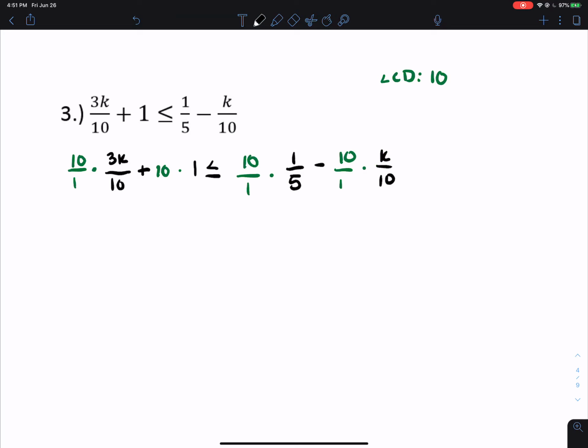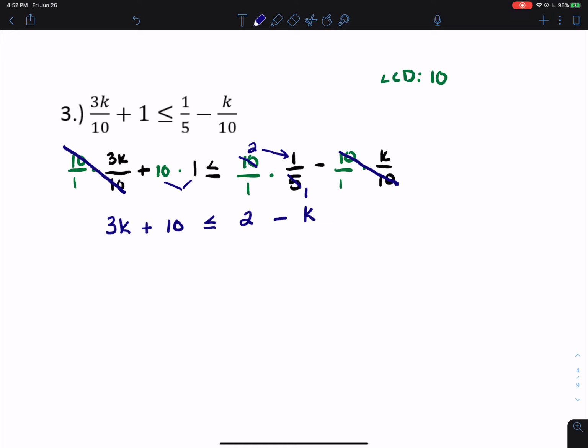Okay, so now I have all my multiplication written out. Remember, the point of this multiplication is to cancel out our denominators. So in this first term, the 10s do completely cancel out, and we're just left with 3k. Then we have 10 times 1, because there's no denominator with 1, so we're just left with 10. Is less than or equal to. Here, the 10 and the 5 do cancel out, but 5 goes into 10 2 times. So when we multiply, we're going to have 2. Minus, and then our 10s totally cancel out, so we'll just have k.